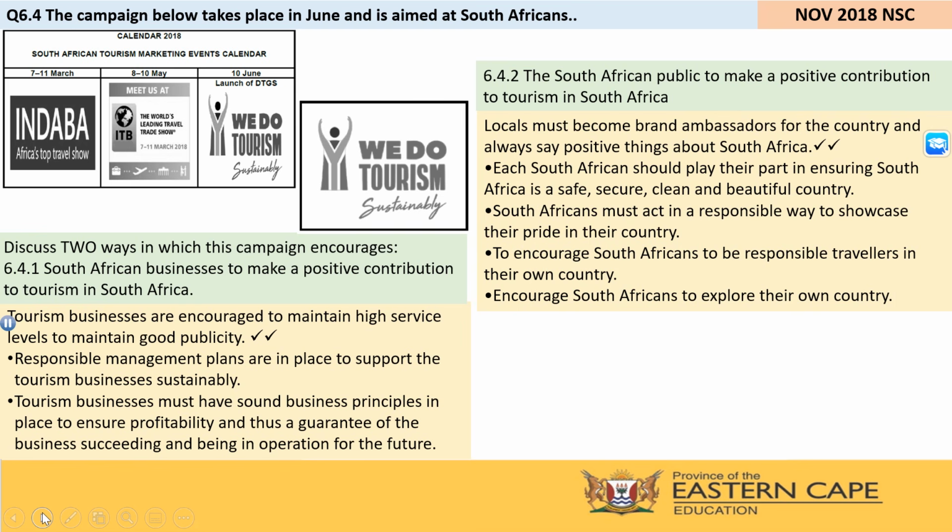And here we have our answers that would be accepted as correct in the marking guideline. Firstly, locals must become brand ambassadors for the country and always say positive things about South Africa. Each South African should play their part in ensuring South Africa is a safe, secure, clean and beautiful country. South Africans must act in a responsible way to showcase pride in their country, to encourage South Africans to be responsible travelers in their own country, and finally, encourage South Africans to explore their own country.